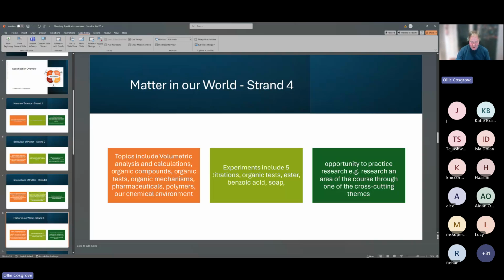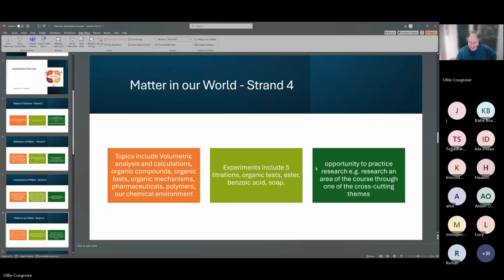The experiments, they list 5 titrations that we have to know about. So this is one of the few sections where they were fairly specific on the experiments that we have to do. There's organic tests like the one I mentioned, the Fehling's solution one, making an ester, making soap, and making benzoic acid. All of those experiments were on the course. Okay, making an ester wasn't really emphasized too much. It's emphasized a bit more on the new specification, but it was there. It was kind of on the edge of the old course.